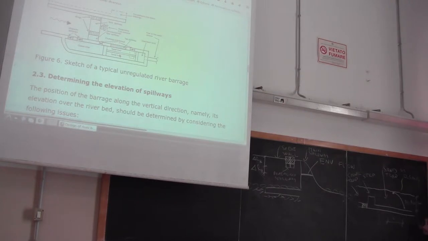And the required length is controlled by the velocity of the flow, so let's call it V. And it's controlled by the vertical velocity of sinking, which we call WS. Let's indicate with H this water depth.